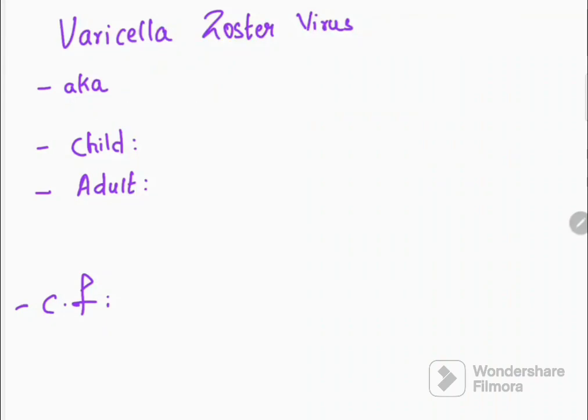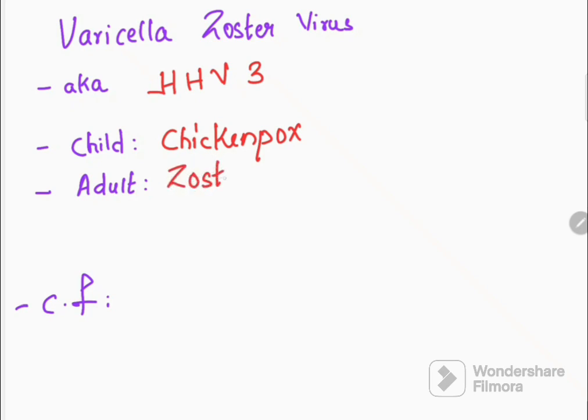Today, let's talk about the Varicella zoster virus. This virus is also called human herpes virus 3. If this virus infects a child, the child gets chickenpox. If this virus infects an adult, the patient ends up getting an infection called zoster or shingles.